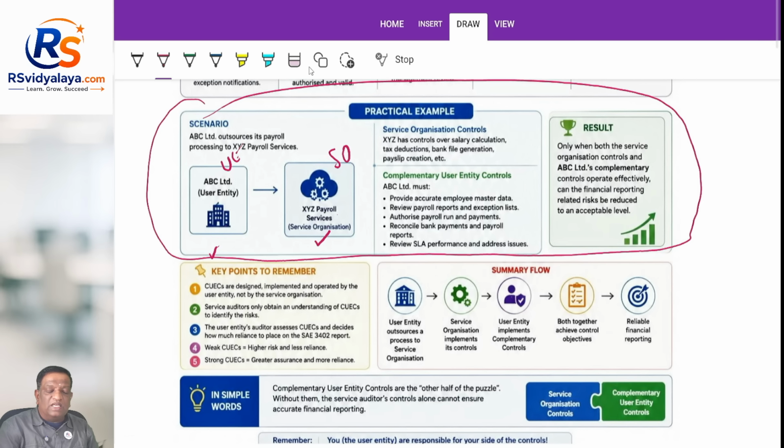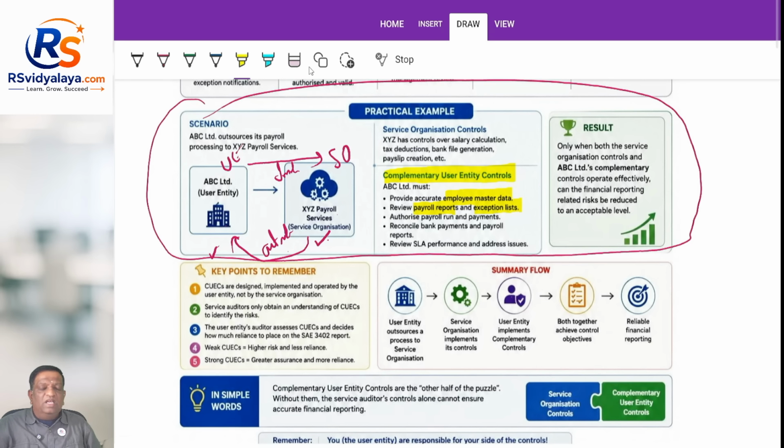Now, who would give input to whom? The user entity will give input to the SO, and what the SO will give to the user entity is the output. This is our understanding. Now, whenever the service organization gives payroll data to the user entity, the data given by it is validated. These are all complementary user entity controls. They validate the employee master database against what they have given, and they review the payroll reports and the exception list.